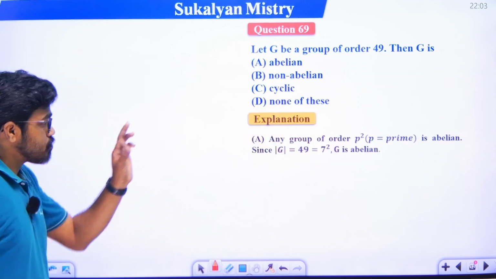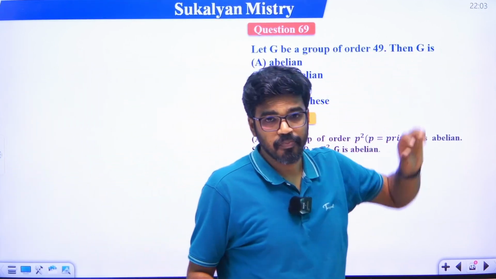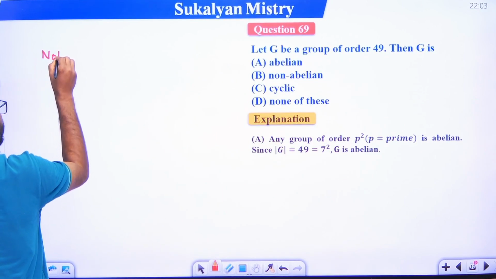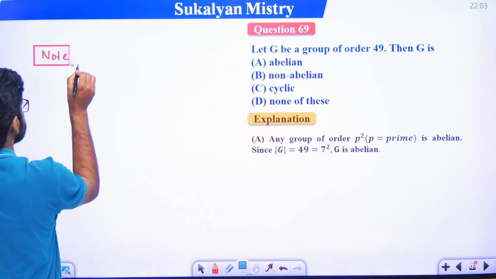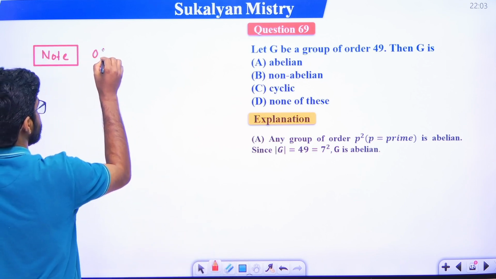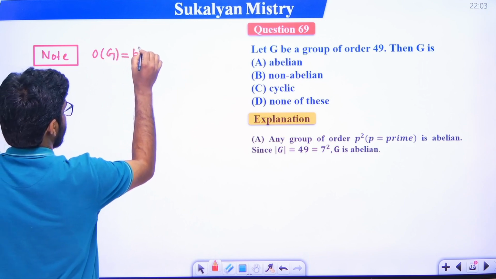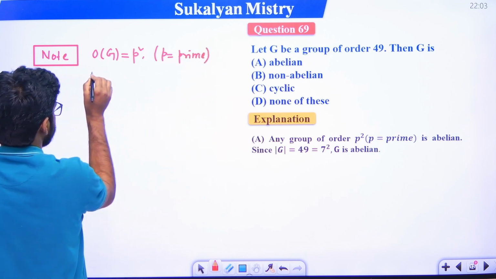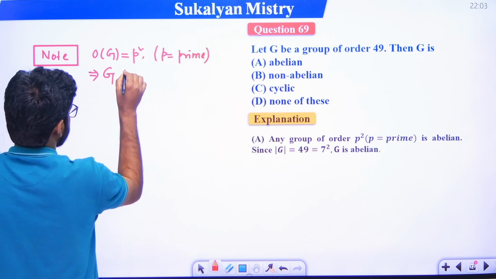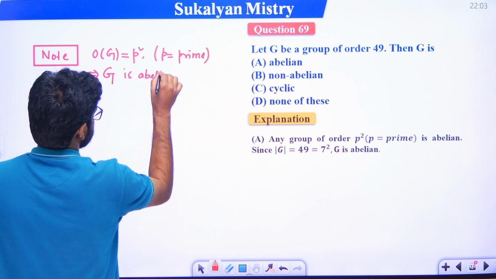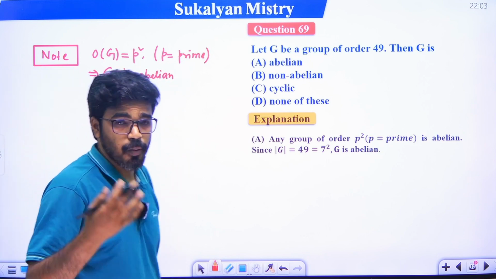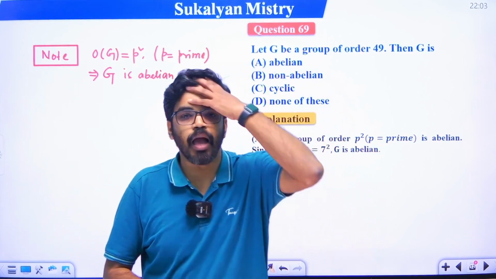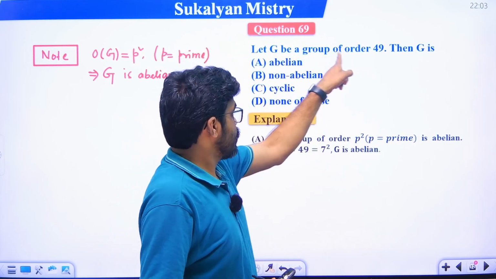Okay, so let G be a group of order 49. It should be noted: if the order of G is p square, where p is prime, then G must be abelian but not cyclic. G is abelian. Note this point. If the order of G is of the form p square, where p is prime, then G must be abelian. So here, G is a group of order 49.